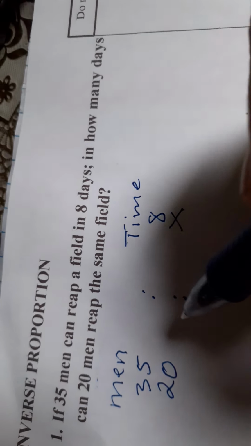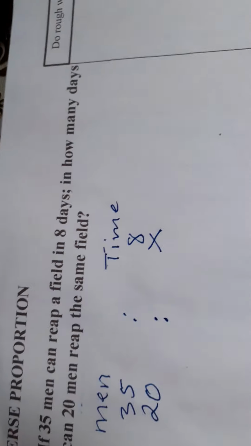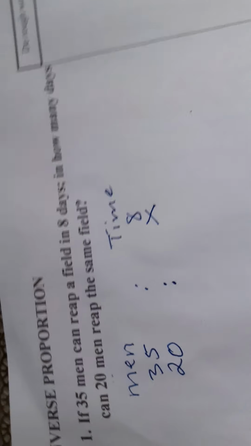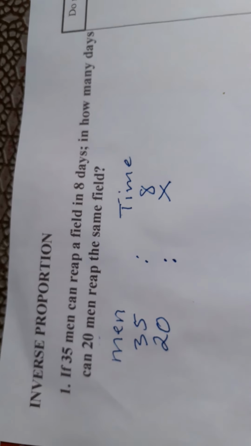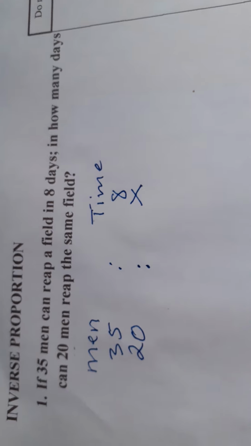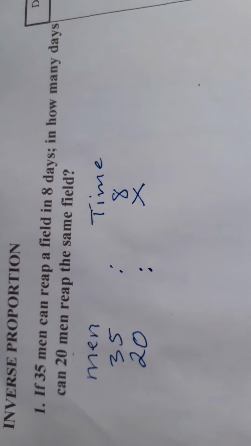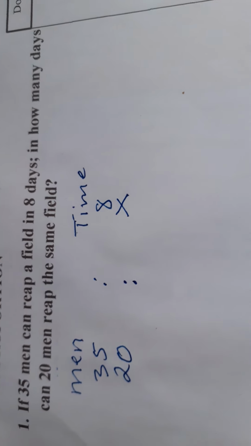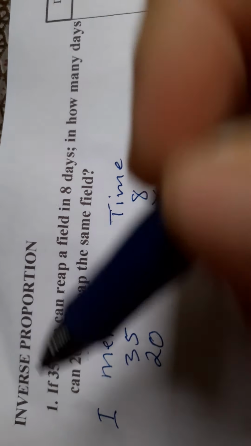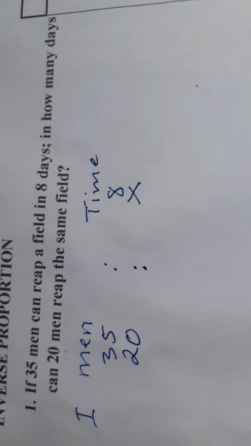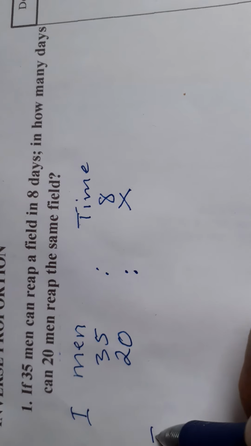Now, inverse proportion is completely different from direct proportion. In direct proportion, you would have to cross multiply. But when it comes to inverse proportion, you do not have to cross multiply. Okay, so what do we do here? This is our first step, right? That's our step 1. Now, our step 2, we are going to set our equation.